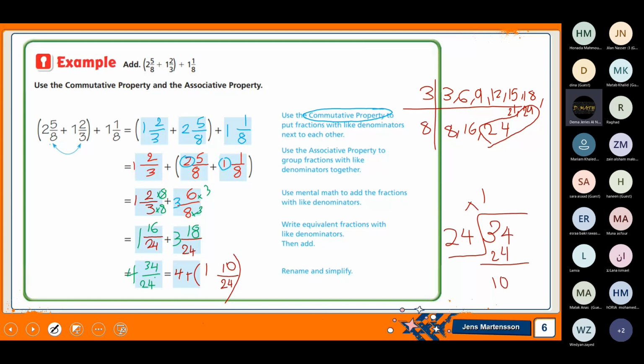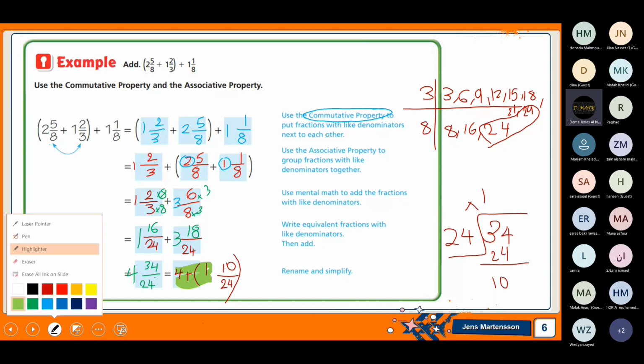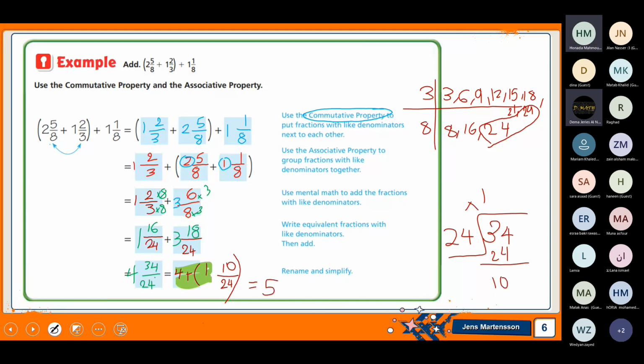Then 4 plus 1, let's add now. Equals 5, so it will be 5 and 10 over 24.